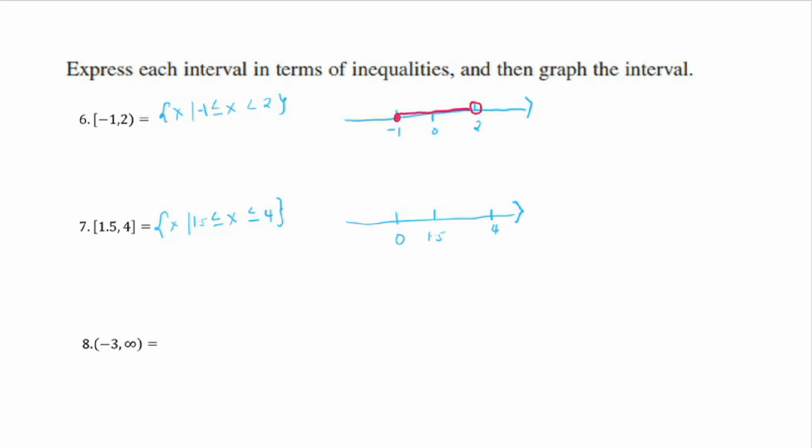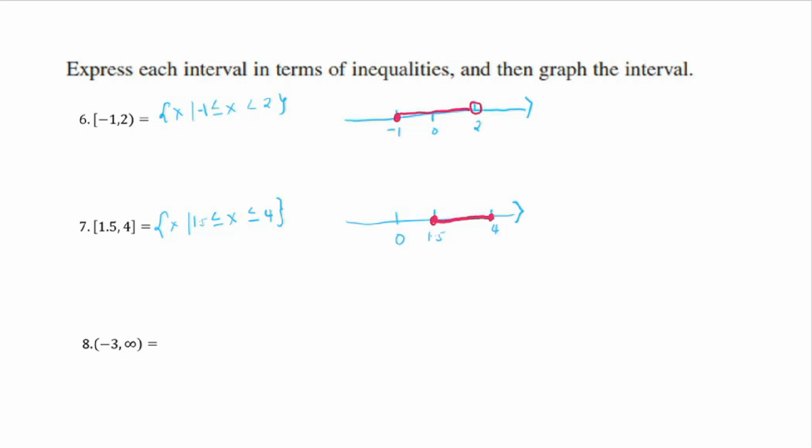So in graphing, since x is greater than or equal to 1.5, this must be a closed dot, and 4 is also a closed dot because of less than or equal, and then the shaded part is this one from 1.5 to 4. Meaning to say, the 1.5 and 4 are included values.